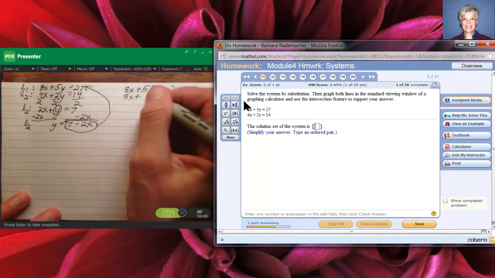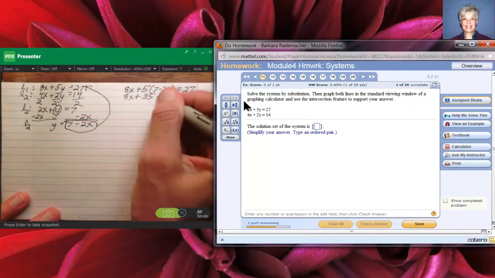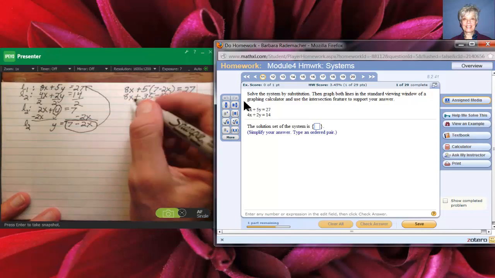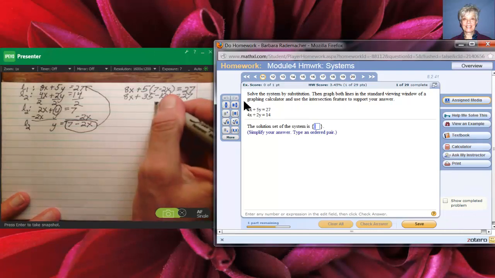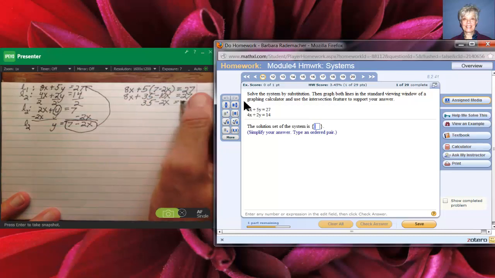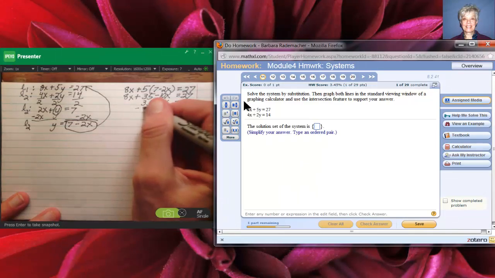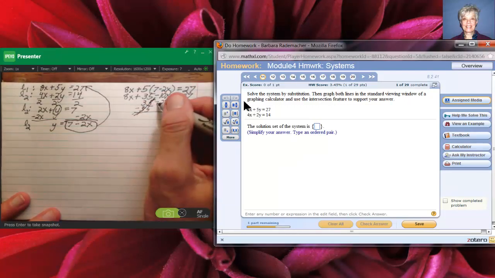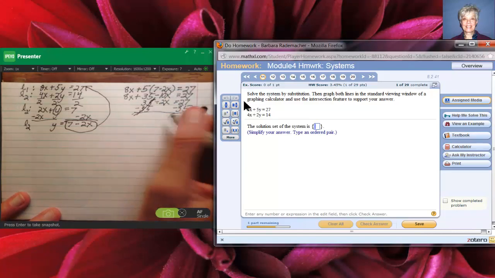8x plus 5 times 7 is 35. 5 times negative 2 is negative 10, and there's an x there, equals 27. Okay, combine like terms. 8x minus 10x is negative 2x. Meanwhile, I still have my 35 there. Let's subtract 35 from both sides. Now be careful here. Don't forget that negative sign is in front of the 2. This is going to be negative 2x equals negative 8.